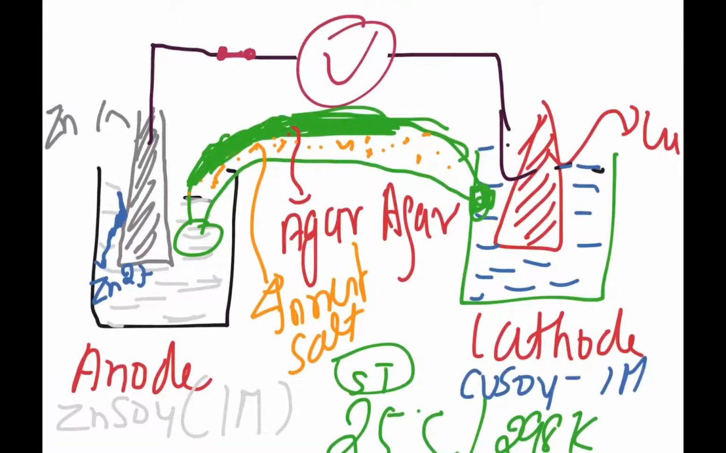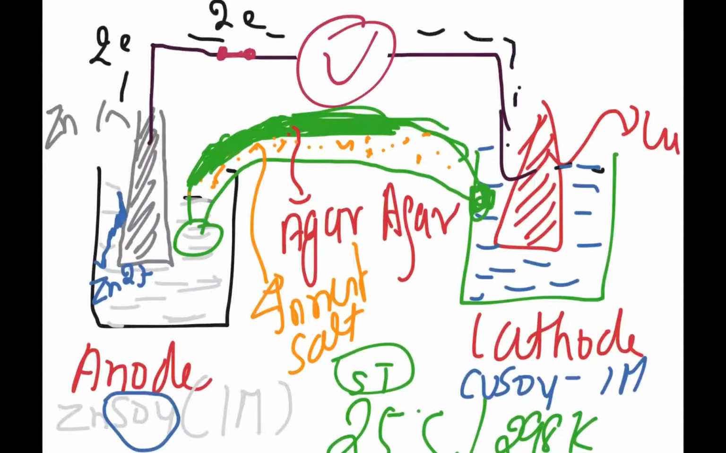Now, zinc 2 positive will be balanced by the sulfate ions which are already present in the zinc sulfate. These are the sulfate ions, and this will be neutralized again to more amount of zinc sulfate. But what happens to the 2 electrons? The 2 electrons start flowing and flowing. From here, the 2 electrons are flowing till they reach here in the cathode.